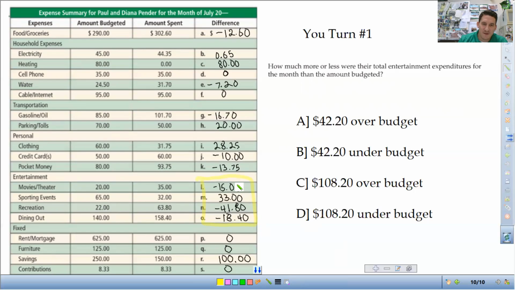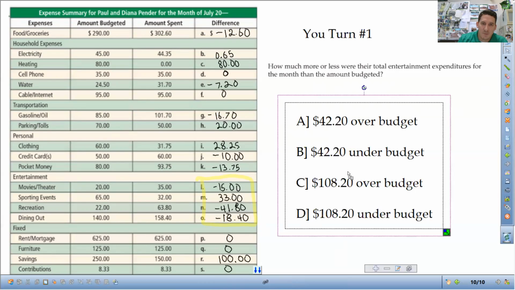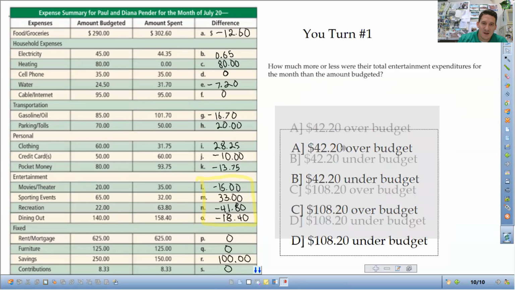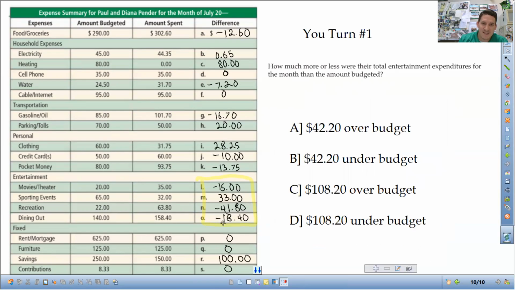So negative 15 plus 33 plus negative 41.80 plus negative 18.40. Add up all those and make sure you're including the negatives. That's going to add up to $42.20 over budget. Again, make sure you're including those negatives, because if you get a negative number, you're over budget.